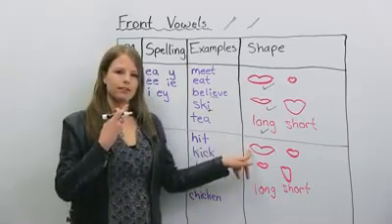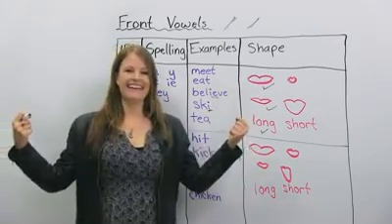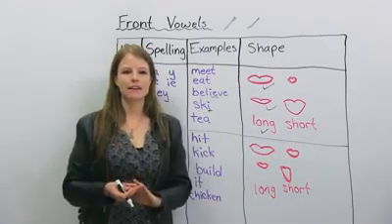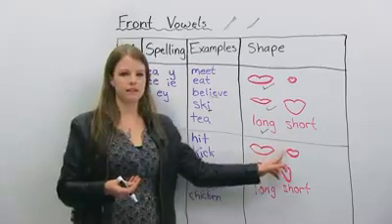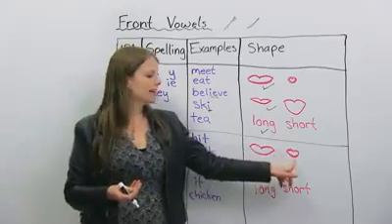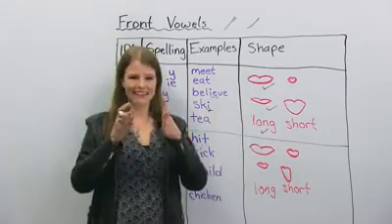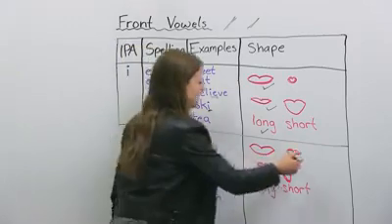So look at my mouth when I make it. I want you to think, is my mouth very wide, like E, or is it very small? I. Which does it look like? It looks more like this. It's not very wide. Your mouth is kind of smaller. You're not smiling when you make this sound.